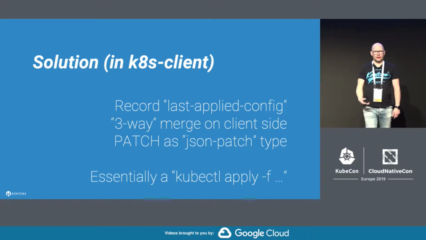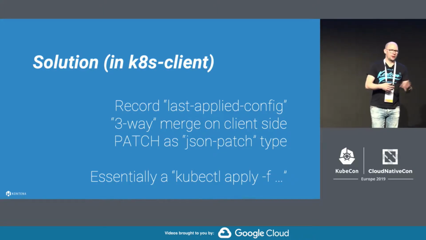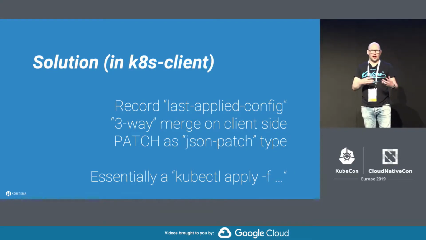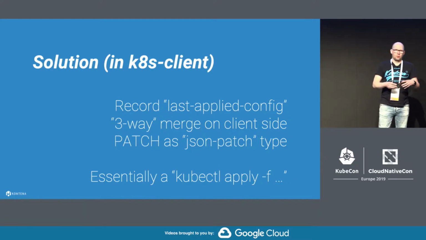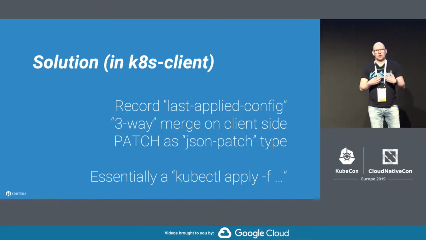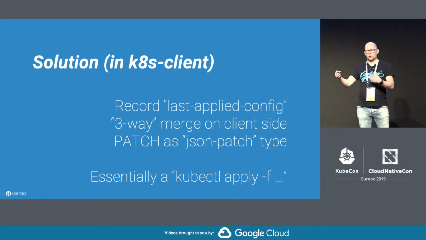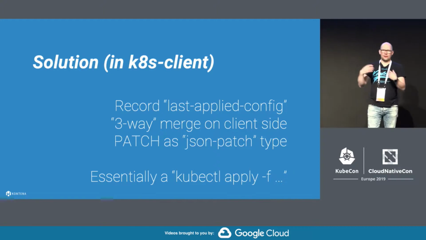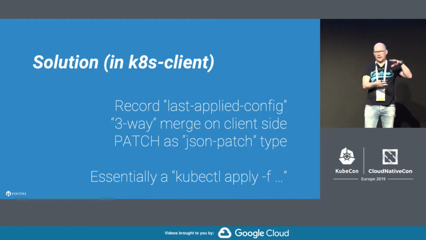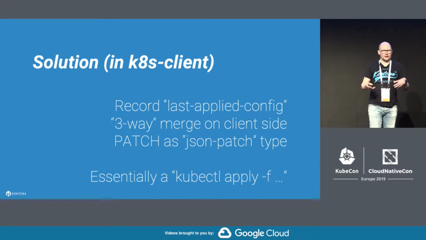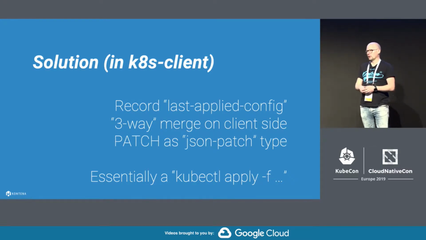What we actually ended up doing is pretty much what kubectl does when you do a kubectl apply. So essentially, it's a three-way merge on the client side. Whenever we create a resource with the client now, we record the last applied configuration in an annotation. So we record what we saw last time when we loaded the thing from a YAML file. Then we get back the resource, we look at the annotation with the last used configuration, and then we do a three-way merge. And then we patch it with a specific JSON patch content type on the server.